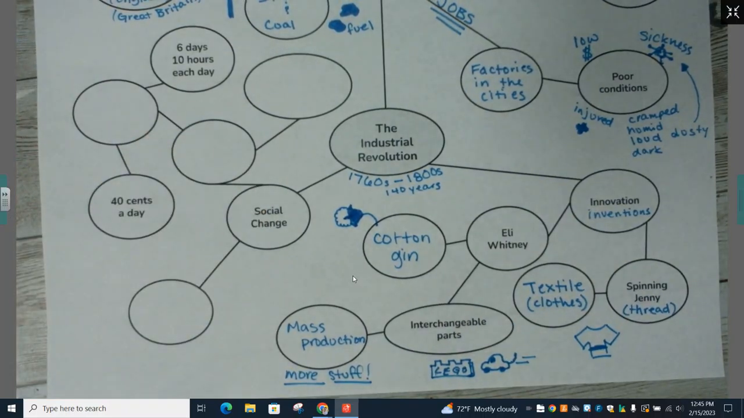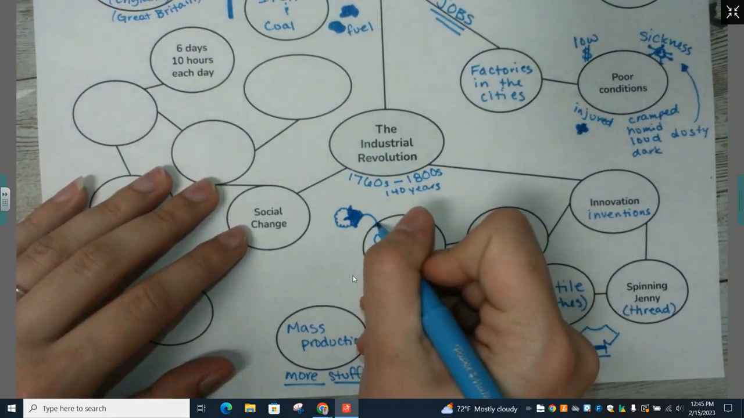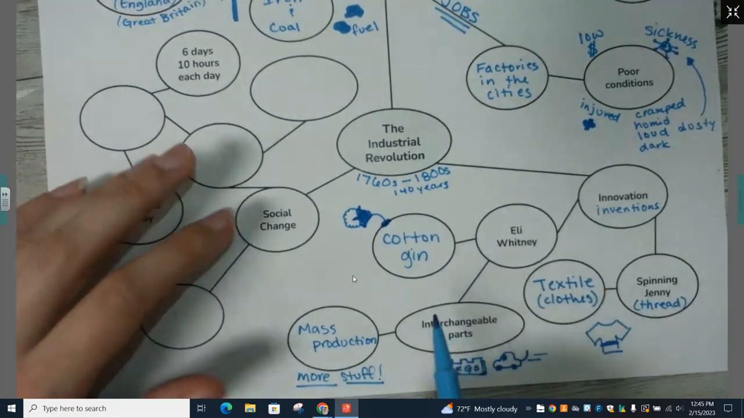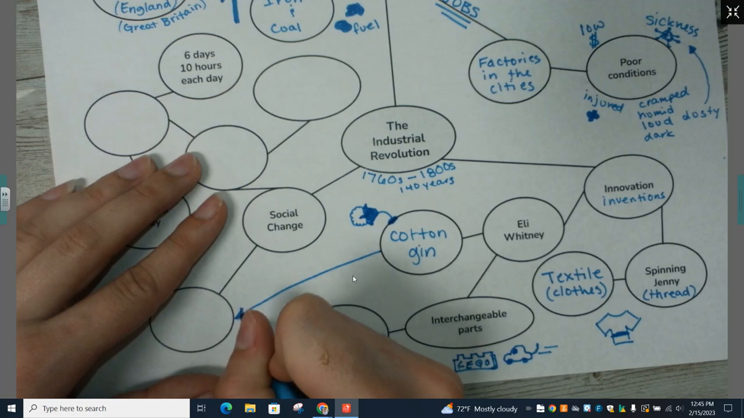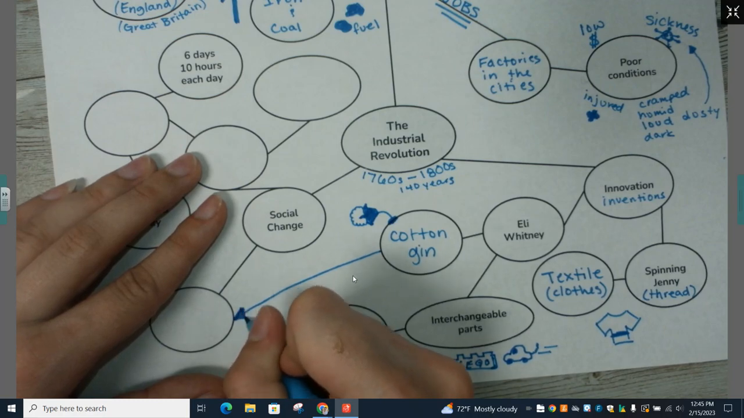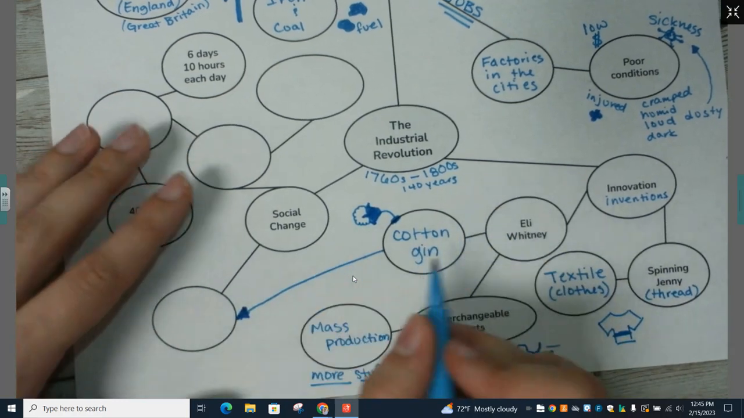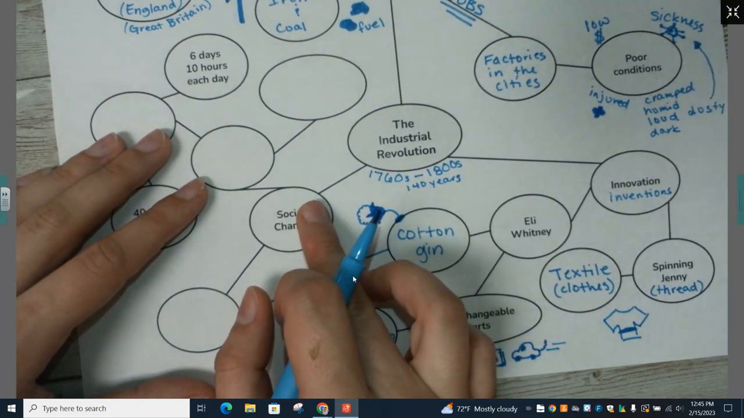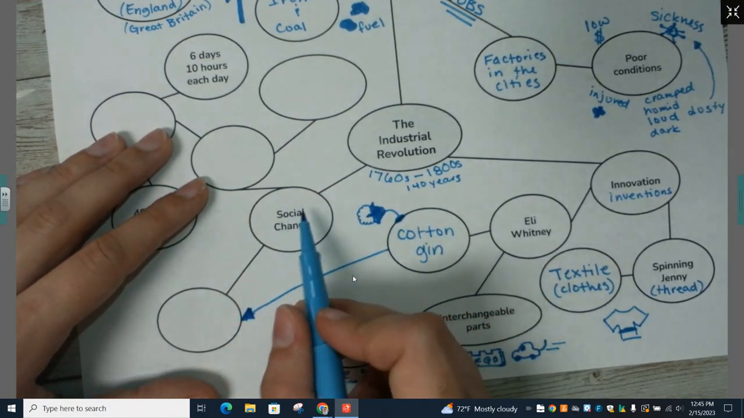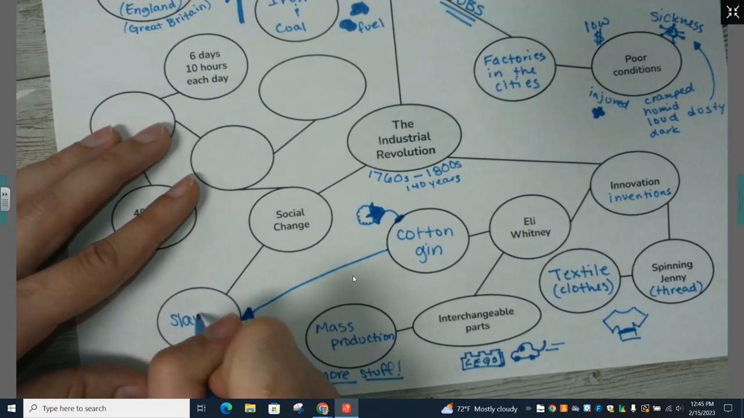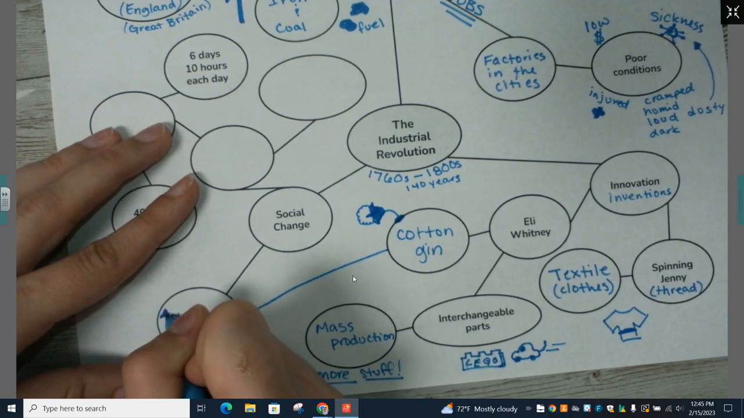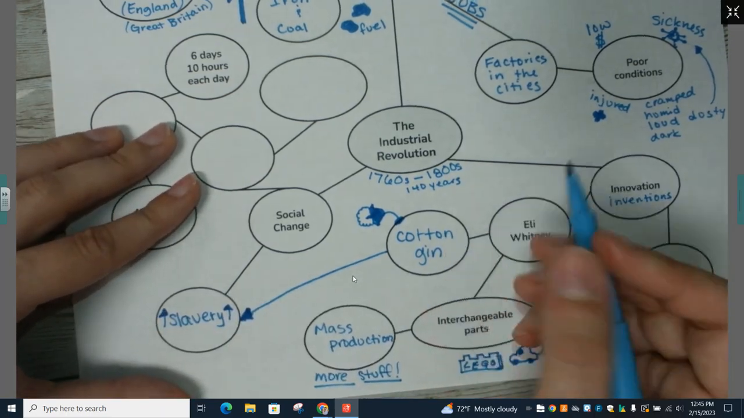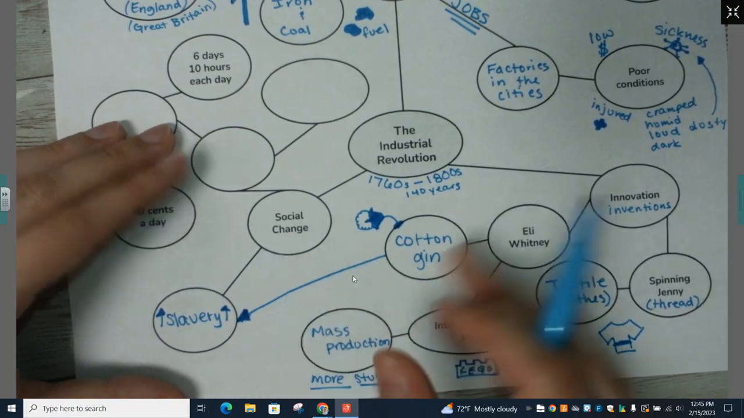And unfortunately, the cotton gin, I was saying that people had to go in and pick it by hand. Let's be real, it wasn't just people. Unfortunately, slavery became much bigger during this time. Okay, so cotton gin led to what we're now going to talk about, which is social change. And one of the big things during this time period is that slavery rose up like crazy. And it was because of the cotton gin. So we're going to make that quick connection right there. Okay.